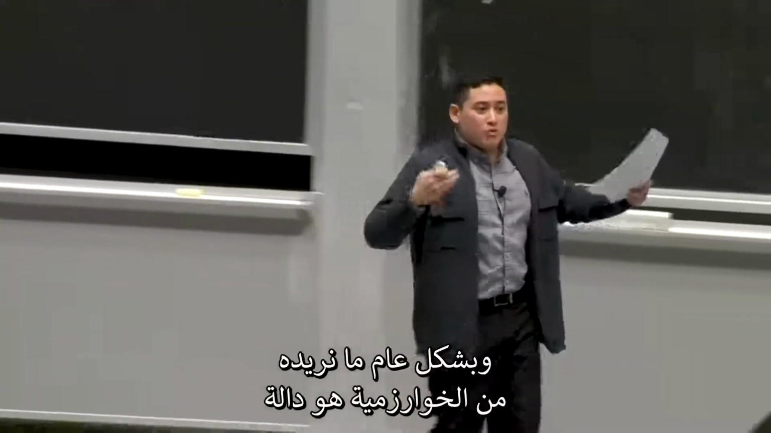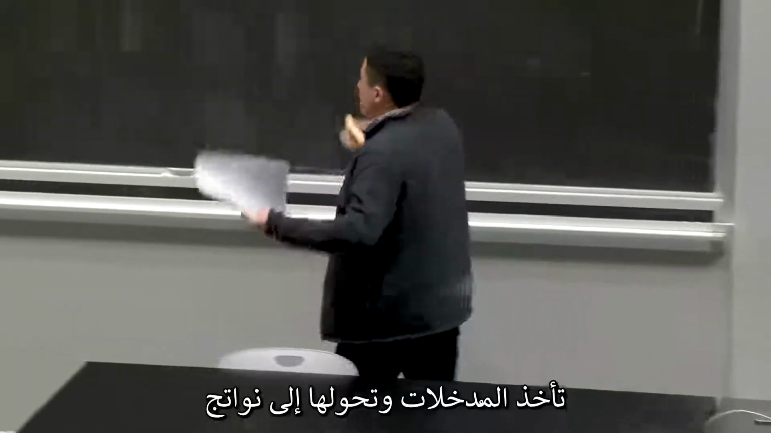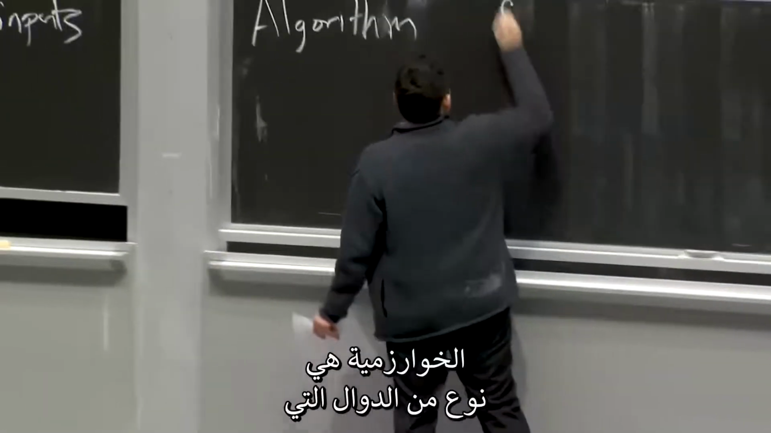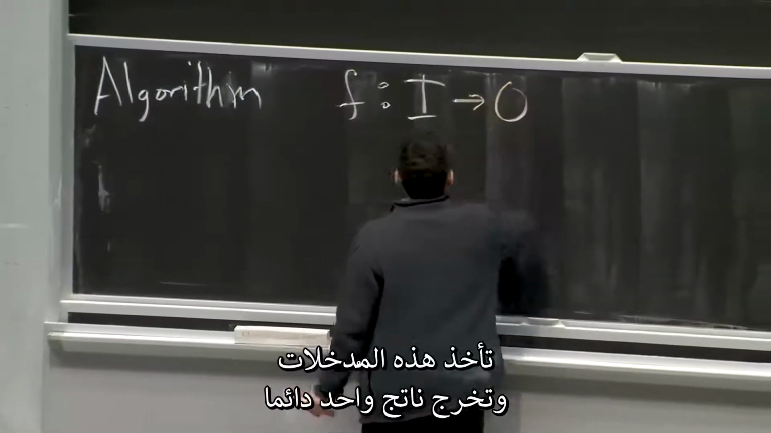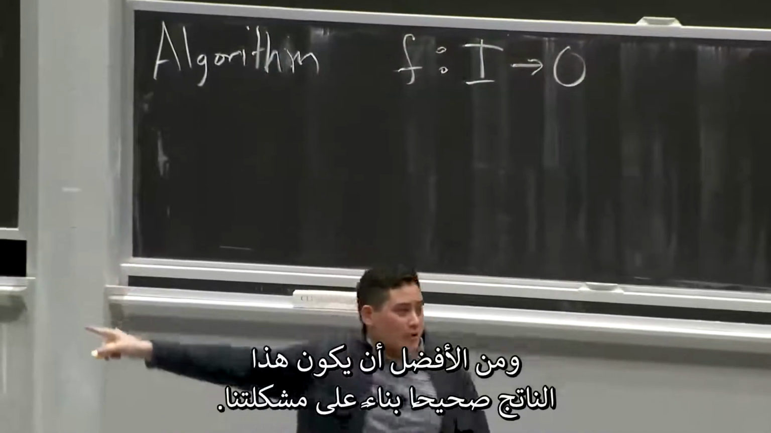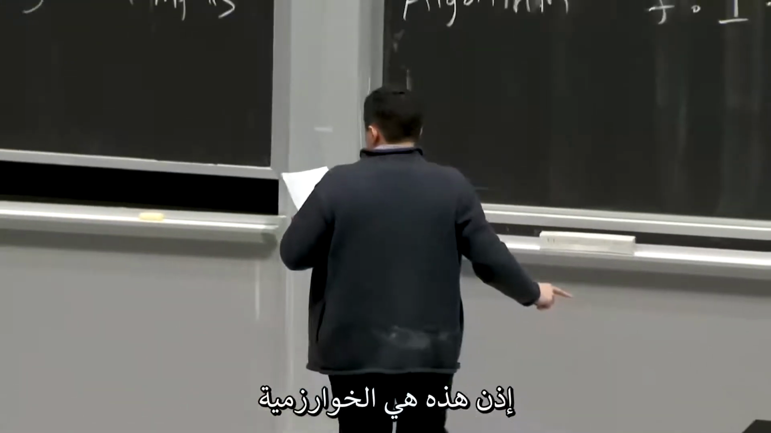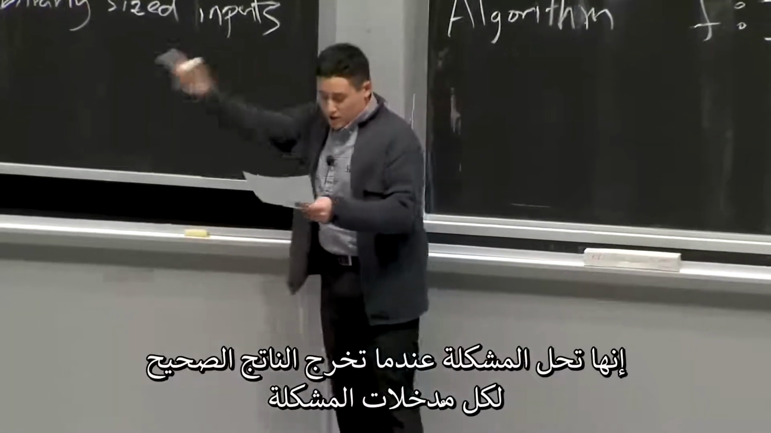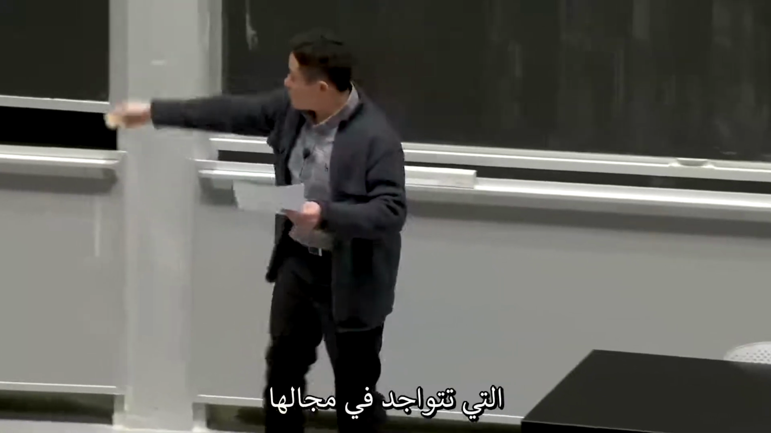And so generally what we want is an algorithm as a function. It takes inputs to outputs. An algorithm is some kind of function that takes these inputs, maps them to a single output, and that output better be correct based on our problem. Okay? So that's what our algorithm is. It solves the problem if it returns a correct output for every problem input that is in our domain.